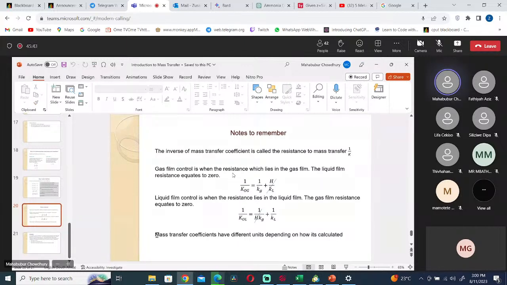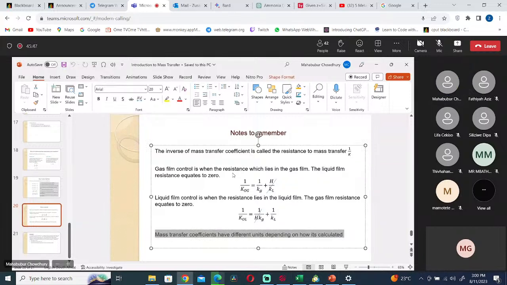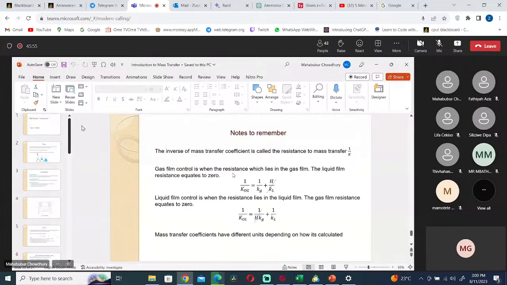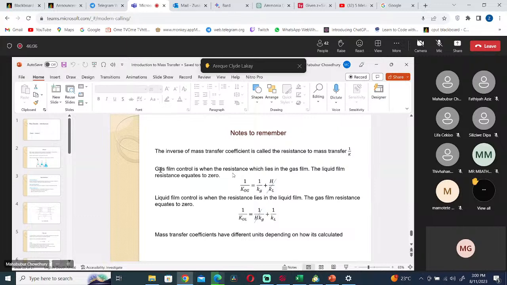One thing you must remember is that mass transfer coefficients have different units depending on how they are calculated. It's totally up to you how you want to do that. So I want to end the lecture here for today on introduction to mass transfer. In the next lecture, I'll cover convective mass transfer and so on.